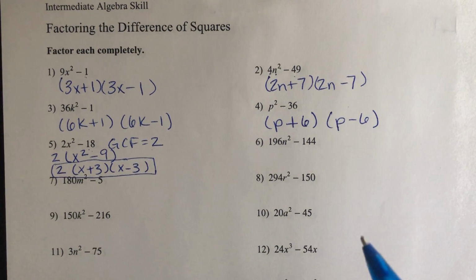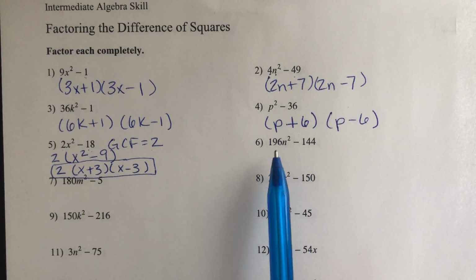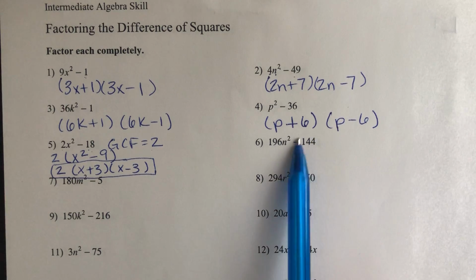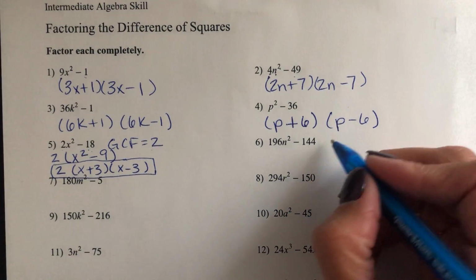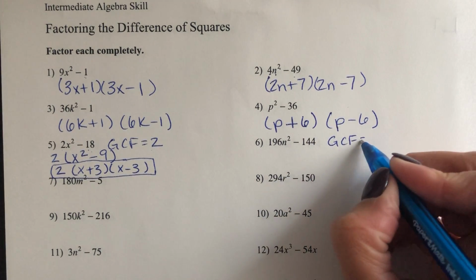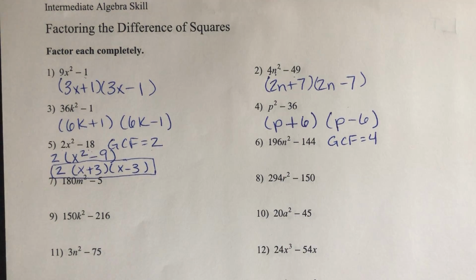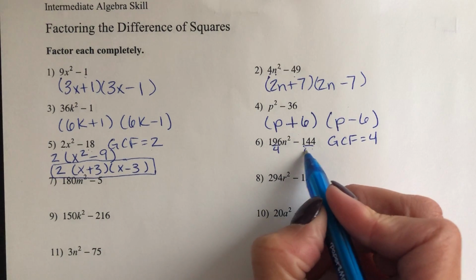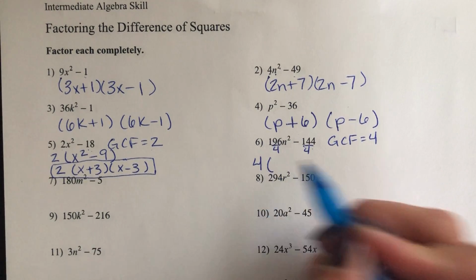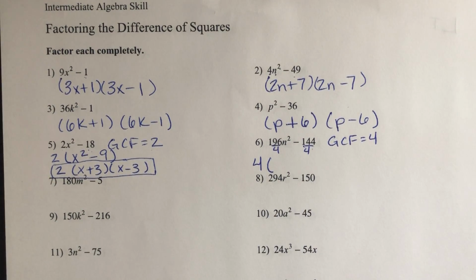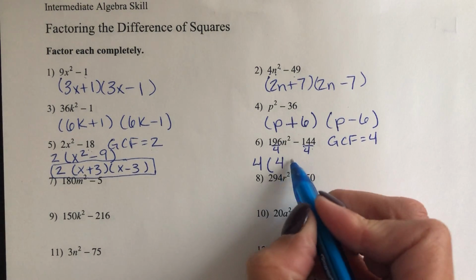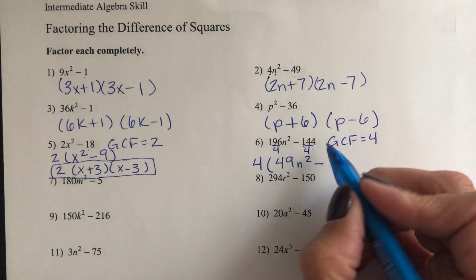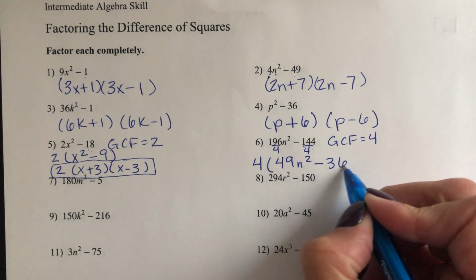All right, next one. So this has a GCF as well. The largest number that can divide into 196 and 144 is 4. So my GCF is 4 here. So I'm going to divide both terms by 4. So 4, and then 196 divided by 4 is 49. So 49n squared minus, and then 144 divided by 4 is 36.